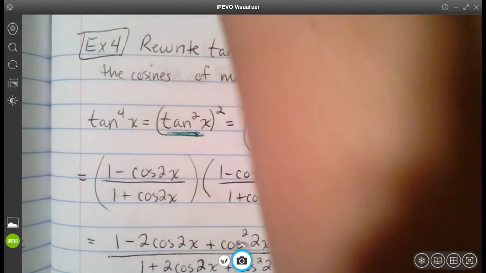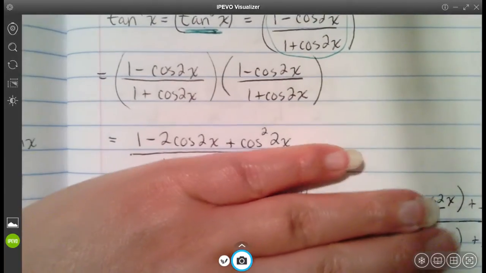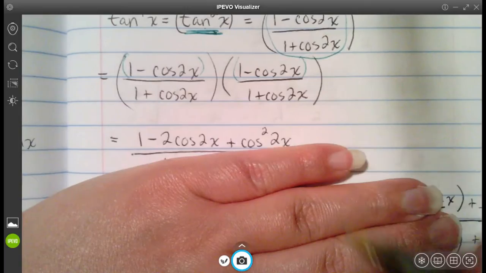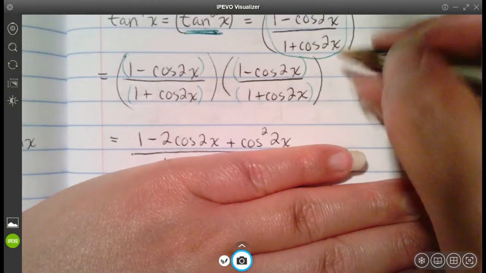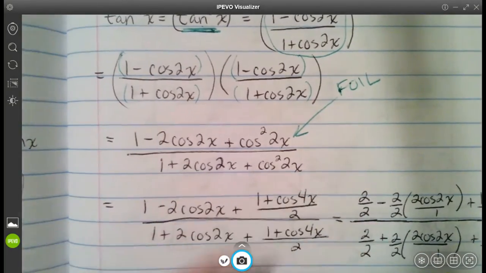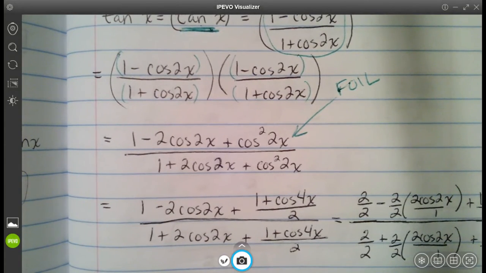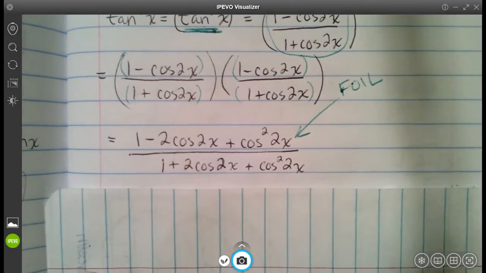On this step, it's just FOIL, so do not freak out. Basically, I'm going to take this parentheses and multiply it times the top, and then the bottom parentheses and multiply it times the bottom. And we're just using FOIL to get to this part here. So 1 times 1 is 1. Let me cover the next part because I don't want to throw you off too much there. Okay, there we go.